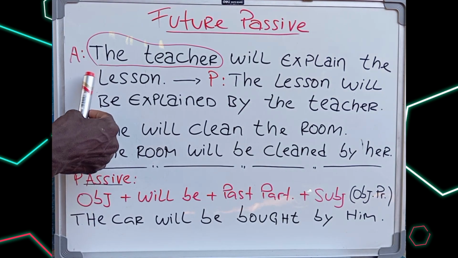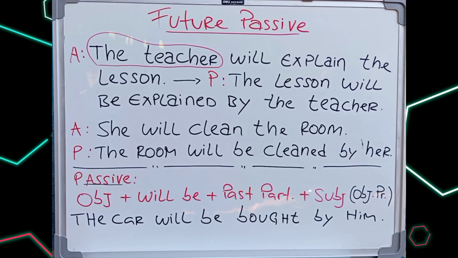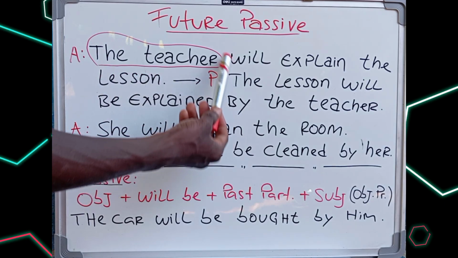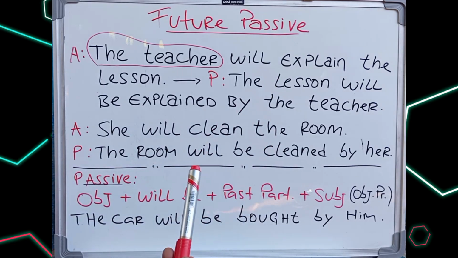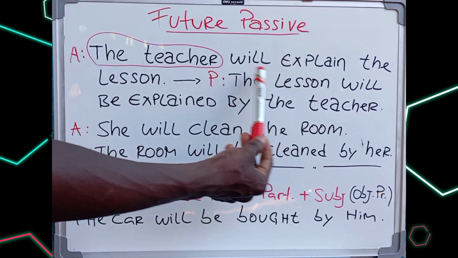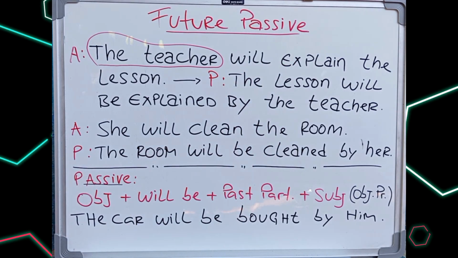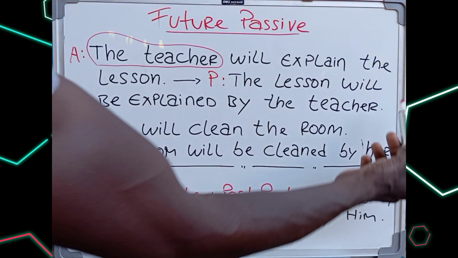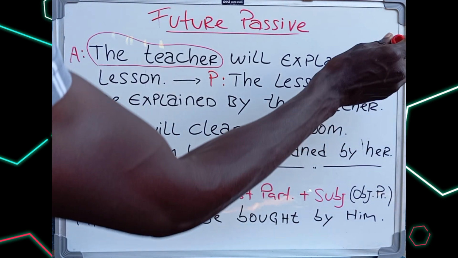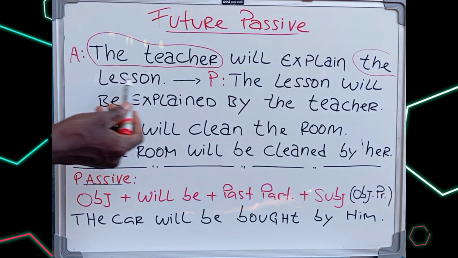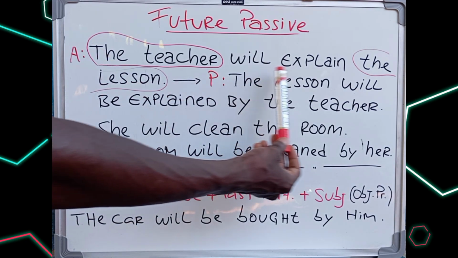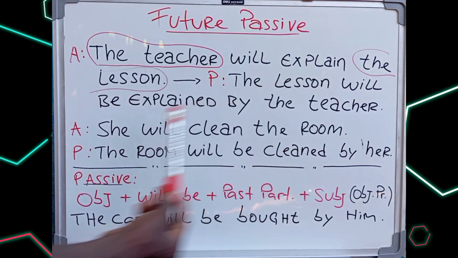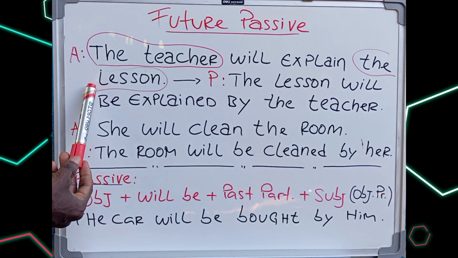We have the teacher. The teacher is our subject. Will explain is the verb phrase. Will explain. These are verbs. Will explain what? The lesson. Okay? This is our object. The teacher, subject, will explain, verb phrase. The lesson is the object.